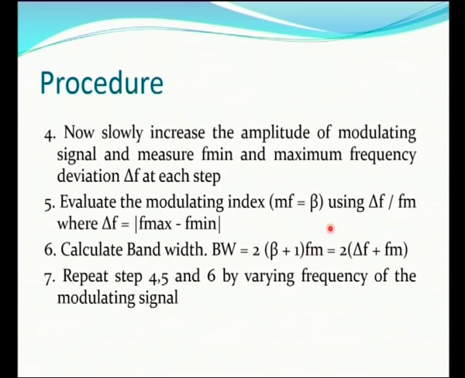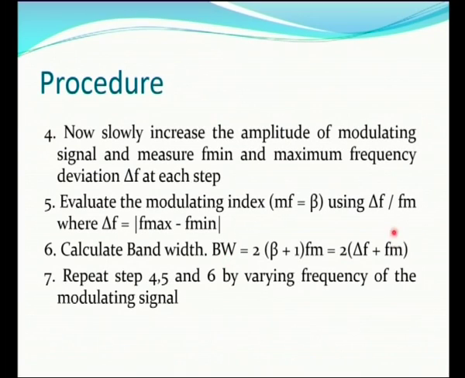Then you need to repeat steps 4, 5 and 6 by varying the amplitude of the modulating signal as well as the frequency of the modulating signal. So, for various amplitudes you will get del f, f max minus fm. When you vary the frequency of the message signal, your bandwidth changes. The fm in the denominator will change. When you vary the amplitude of the message signal, your del f changes. So, you can tabulate it with respect to variation in your message amplitude as well as variation in your message frequency.